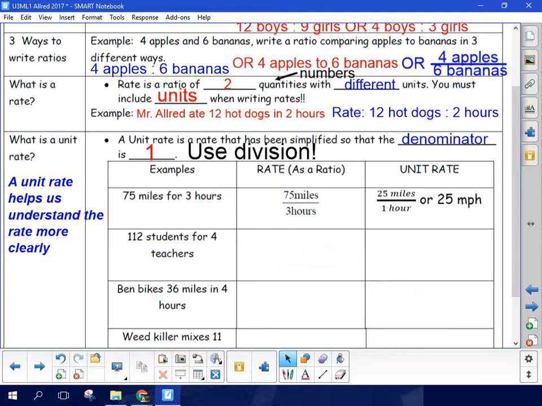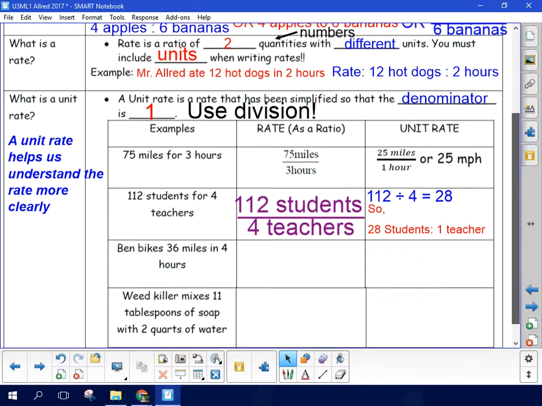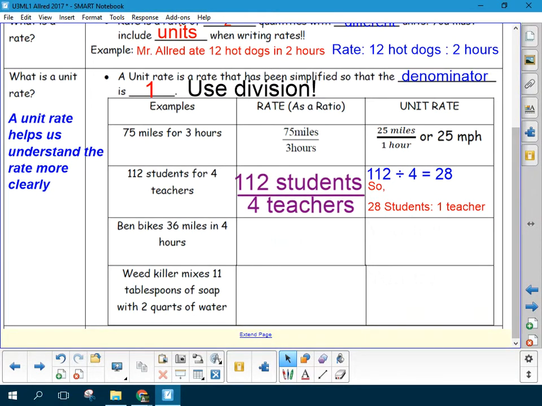Okay, if I knew that there were 112 students on this team, and only 4 teachers, then I could find the unit rate for students per teacher by doing 112 divided by 4, which happens to be 28. And then I could write a nice, simple rate, a unit rate that says, hey, there's 28 students per teacher, or per one teacher. So a lot of times you hear miles per hour or meters per second or cost dollar per square inch. Those are all unit rates, and they are found just like this.